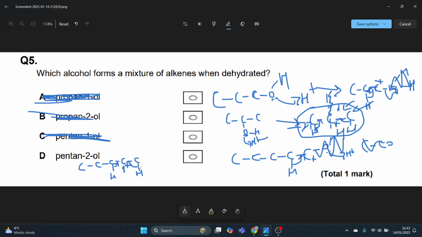Whereas in this case, I formed a double bond here, so I form the double bond here, or I form the double bond here. And they're not symmetrical, they're quite clearly in different positions. And therefore the answer is D. That is very tricky. One marker, multiple choice question. A lot of these questions are as well. But yeah, don't get confused between pentan-1-ol.